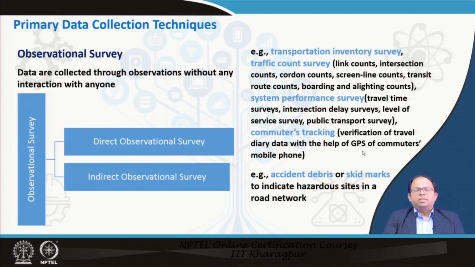Whereas an indirect observational survey is where we are not observing the actual phenomena, but we are looking into other things which actually indicate that particular phenomena. For example, we have got accident debris or skid marks. If we look at those things along particular road stretches, we can understand which are the sections of the highway which are hazardous, and it could also help us to identify locations where there is more chance of accident taking place. So this is an indirect observational survey.